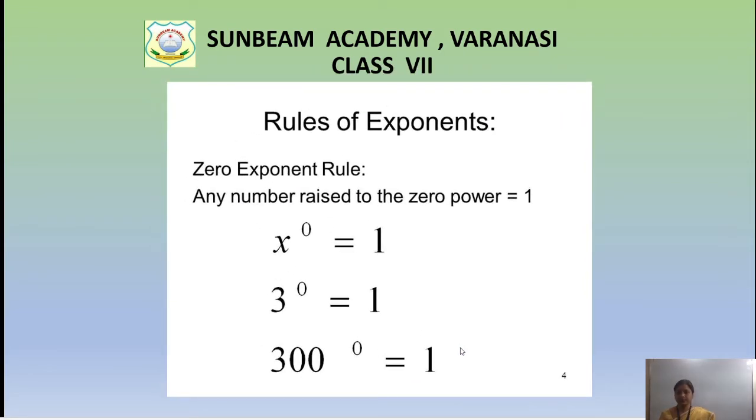Now the next one is this one. Zero exponent rule means any number whose power is 0, the answer will always be 1. Either it is x to the power 0 or 3 to the power 0 or 300 to the power 0, any number whose power is 0, the answer will be 1. How? This we have done in the previous class. If you have missed that class, go through it.